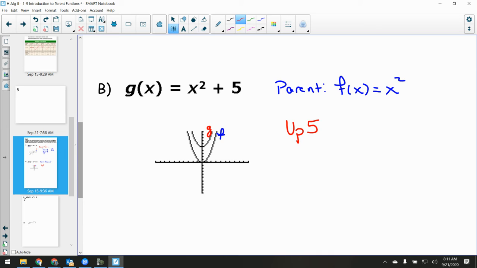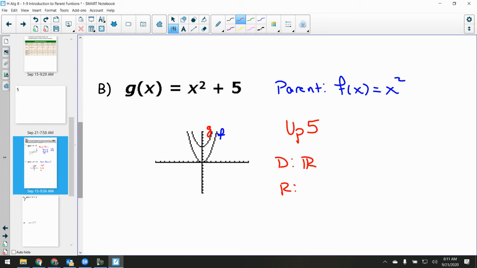What else did we have to do? We graphed on a calculator, described the transformation, and now we have to state the domain and range. What is the domain of G? Will it go forever left and right still? Yeah, the domain does not change there. The domain is all real numbers.